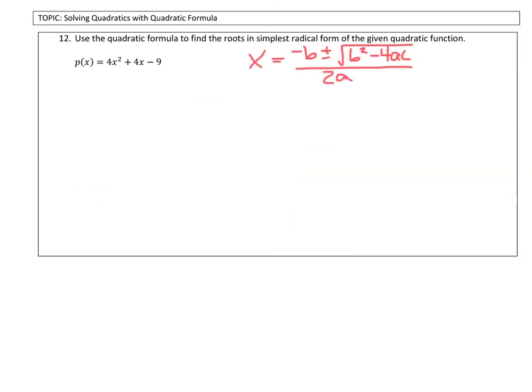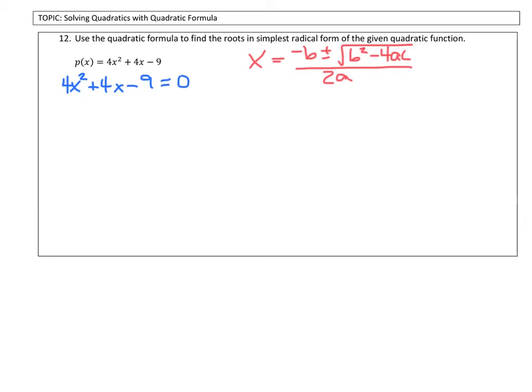Okay, the next question asks us to use the quadratic formula. We've talked about this one a lot in class. This is the most popular method used to solve for the roots of a quadratic equation. So once again, if I'm solving for the roots, I do want to write it as an equation set equal to 0. So equals 0 to start.